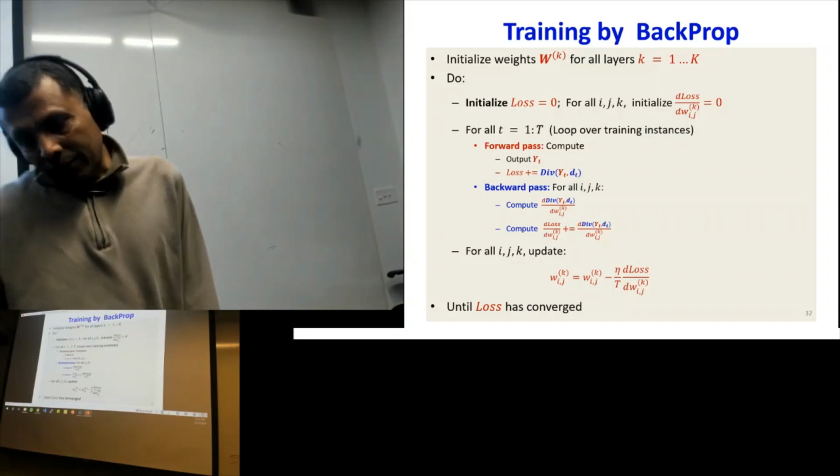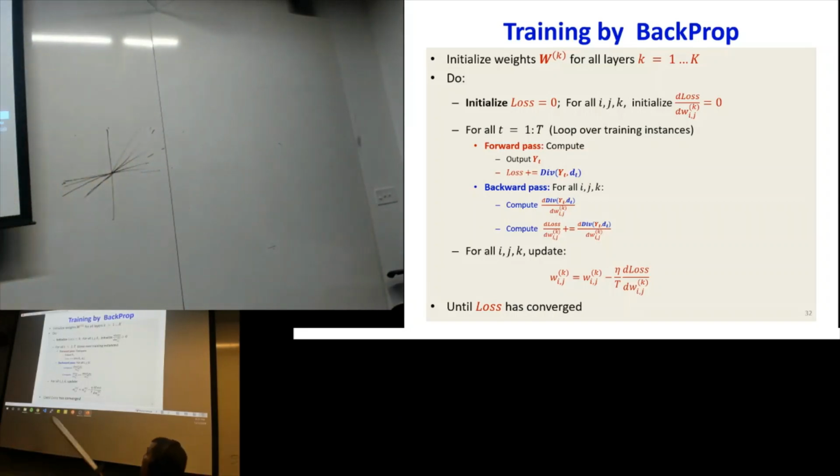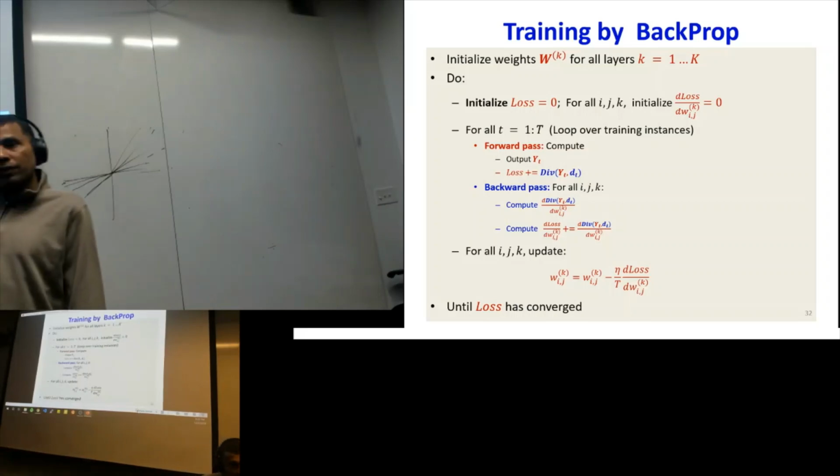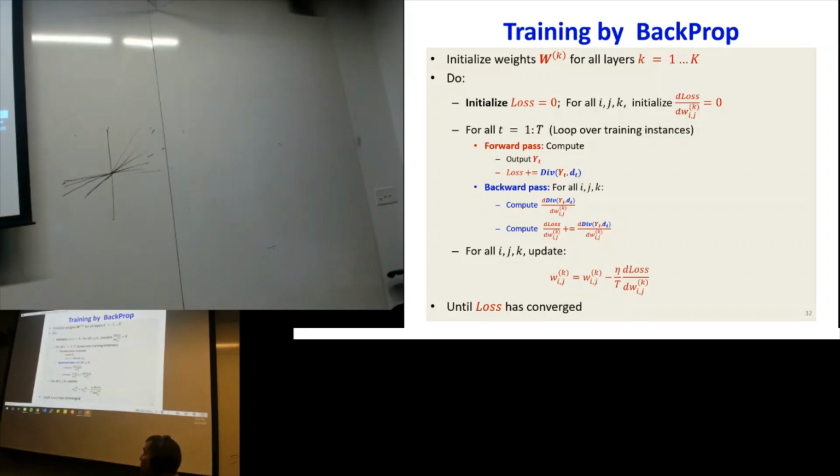This is the entire algorithm, the pseudocode for the entire algorithm. You would initialize your loss to 0. You would initialize all your derivatives to 0. You'd initialize all of your parameters. Then for each of your training instances, first you have a forward pass where you pass the instance through the network and compute the output and compute the divergence so that you can just maintain an aggregate of the divergences in order to compute the loss.